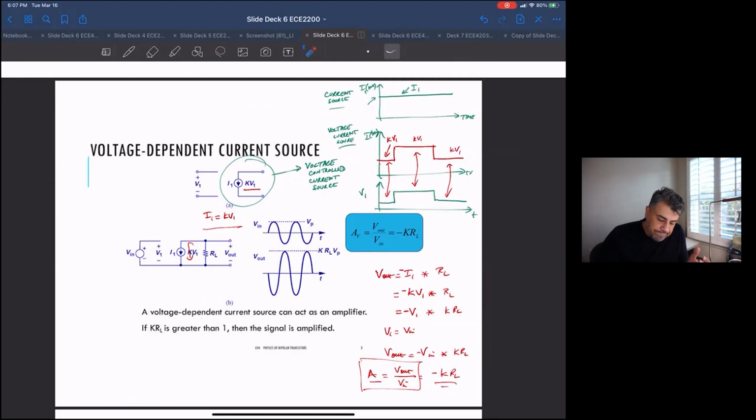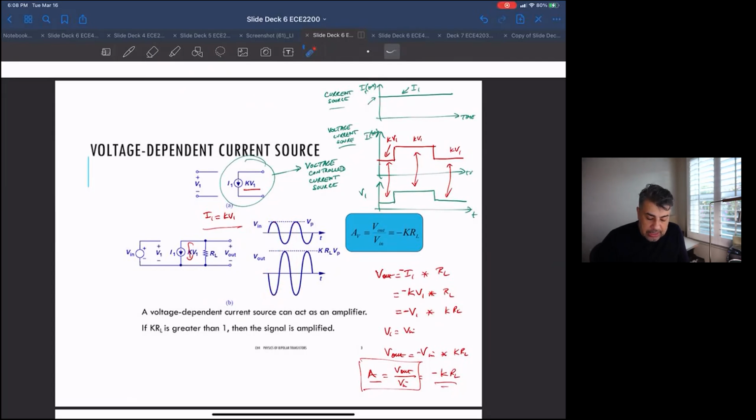Anyway, so we talked last time about how if you had a voltage dependent current source, if you had such a device, you could put a resistor here and get an amplifier out of this. The idea behind an amplifier is that when you look at the ratio between the output and the input, you get some kind of a gain. There's an increase in amplitude on the output compared to the input.